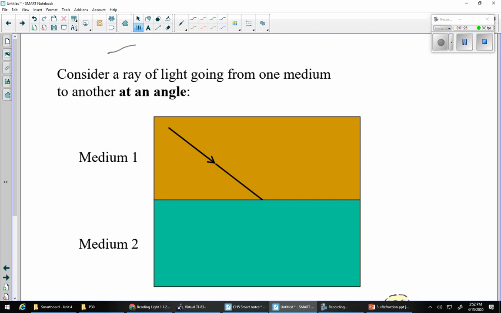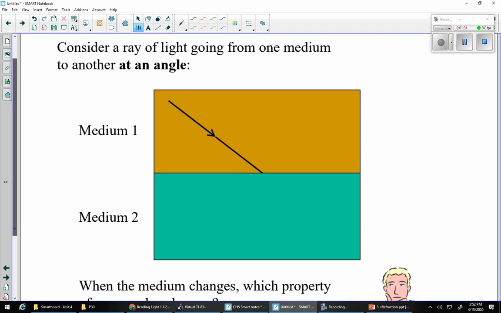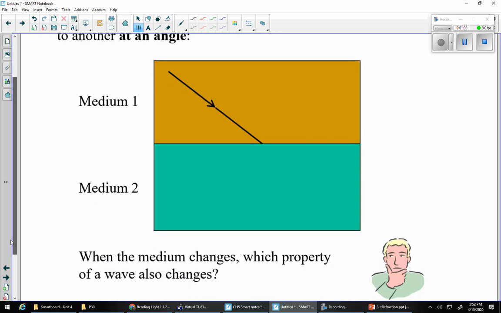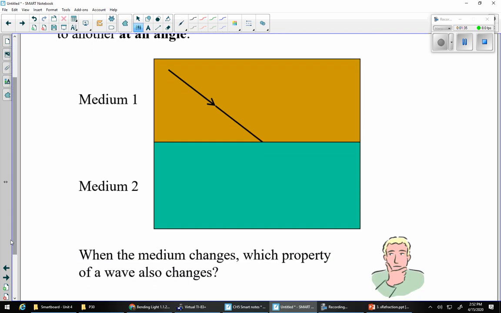What we want to do is consider a ray of light going from one medium to another at an angle. So from medium 1 to medium 2 at an angle, when the medium changes, and here's the big question, back to lesson 1 even, when the medium changes, what property also changes? I'll give you a little bit of a hint here. We've got our universal wave equation, v equals f times lambda, so speed is equal to frequency times wavelength. So hopefully you're remembering that the frequency never ever changes. That one stays the same once the wave leaves its source.